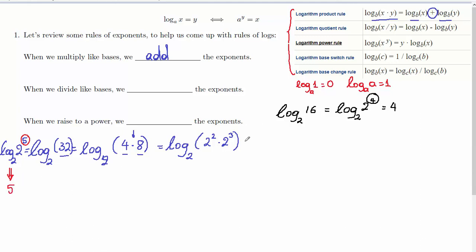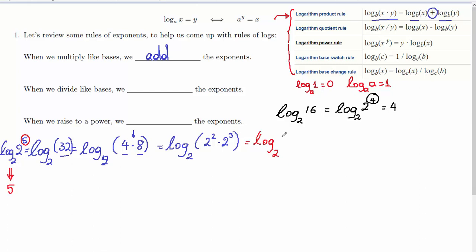On the other side, right here, we have that this is, through those steps, equal to the log with base 2 of 2 squared times 2 to the third. Well, what this rule that we observe tells us is that we can split the logs.